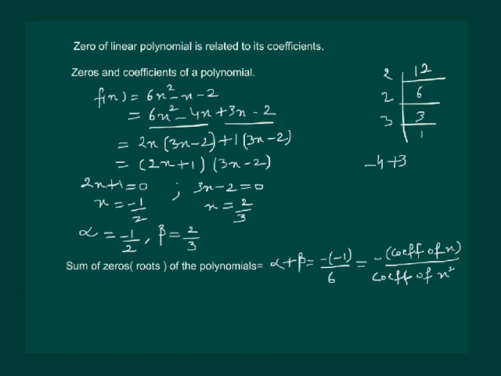If we take the general form ax square plus bx plus c of the quadratic polynomial, then it is the same as saying that the sum of the roots, or sum of the zeros, of the polynomial ax square plus bx plus c is minus b by a. We shall use this result as a formula.